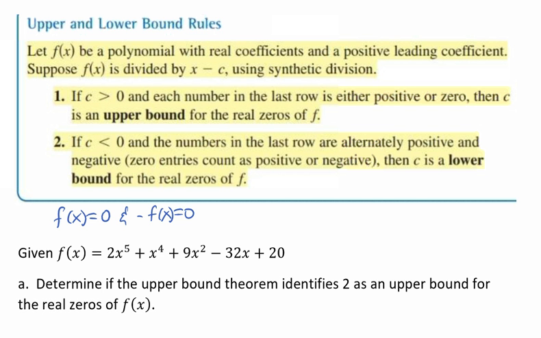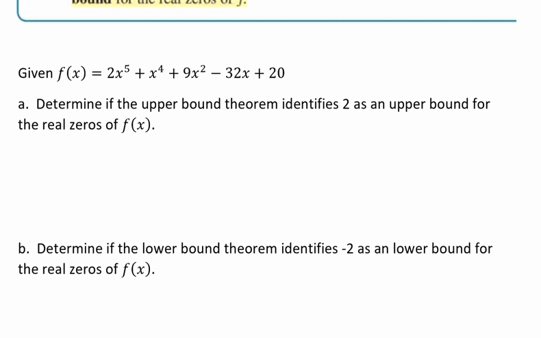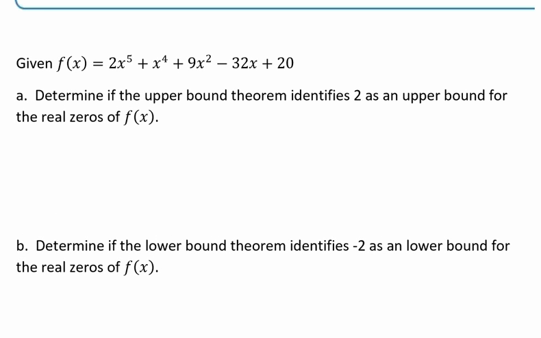Let's do an example. Given that f of x equals 2x to the 5th plus x to the 4th plus 9x squared minus 32x plus 20, determine if the upper bound theorem identifies 2 as an upper bound for the real zeros of f of x. Now we're going to use synthetic division. First we're going to write this as a factor, which means x minus 2.